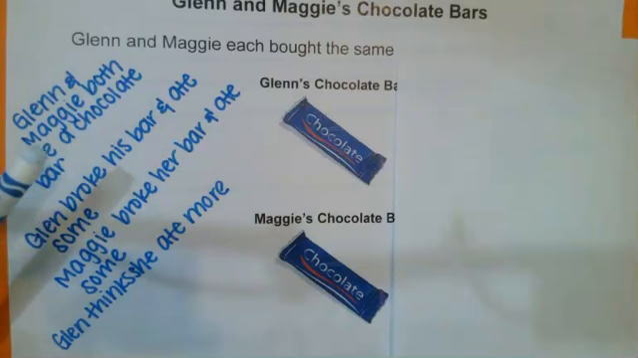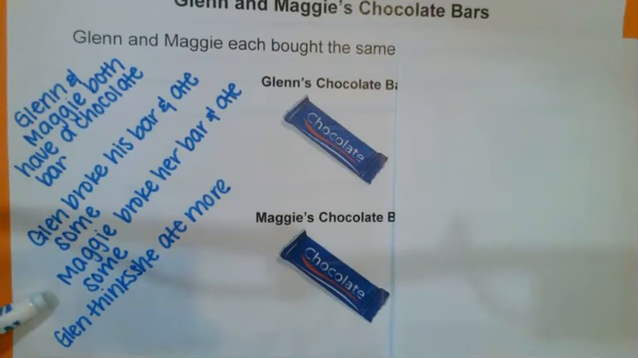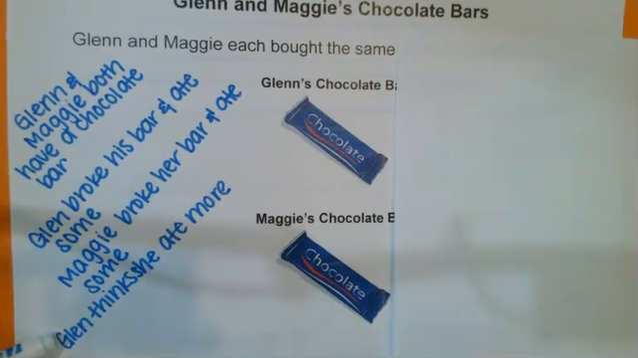Here's what I came up with for what the story is about. First, Glenn and Maggie both have a chocolate bar. Then Glenn broke his chocolate bar and ate some. Maggie broke her chocolate bar as well and ate some. And finally, Glenn thinks that Maggie ate more.